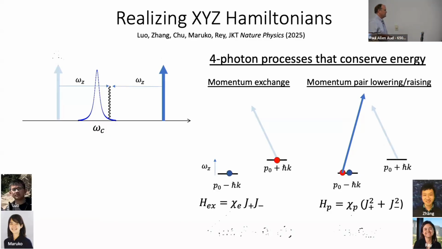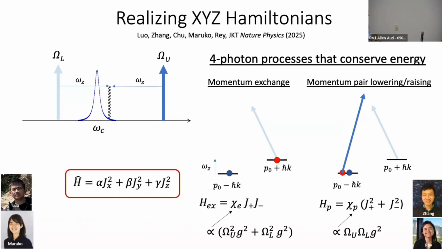But it turns out we can tune these independently of each other, because terms like this involve interactions twice with the same pump or dressing laser, whereas this term involves one interaction with both of the applied dressing lasers. So by changing amplitudes over here, we can actually realize arbitrary all-to-all XYZ Hamiltonians.